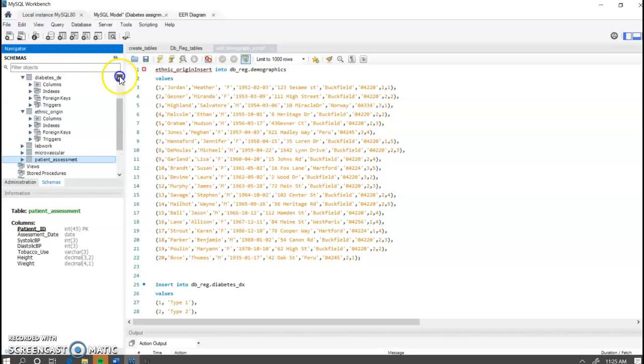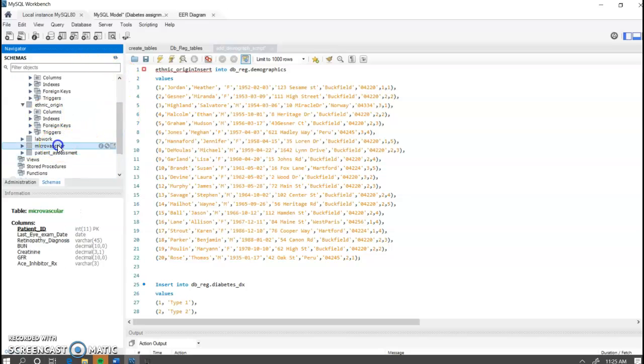My microvascular history is very similar. Again, I have my patient ID. I have the date of my last eye exam, which is formatted as a date. I have a retinopathy diagnosis, whether there is one and what that would be.